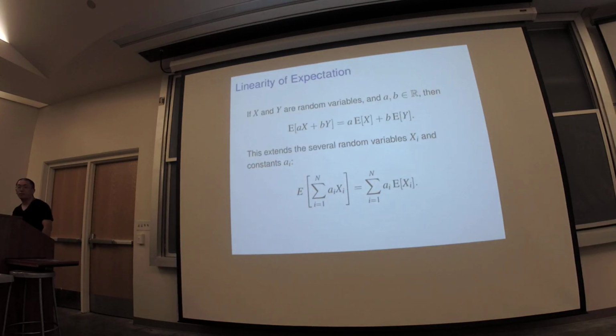Linearity of expectation. This is a well-known property. If you have two random variables x and y and two coefficients a and b, the expectation of ax plus by is equal to a times the expectation of x plus b times the expectation of y. It's a very useful property, and it extends to an arbitrary number of random variables. So the expectation of a linear combination of random variables is equal to the linear combination of the expectations of those random variables.